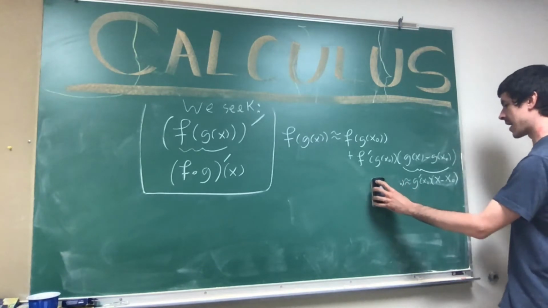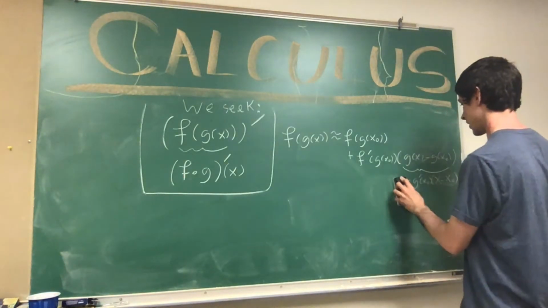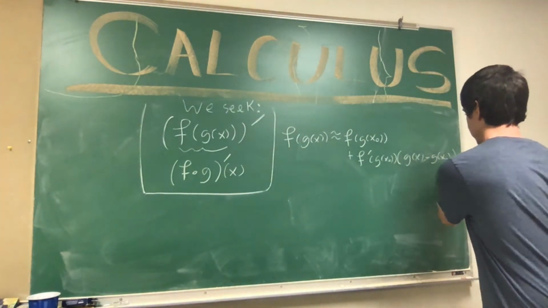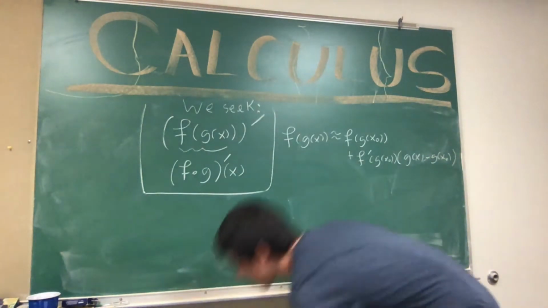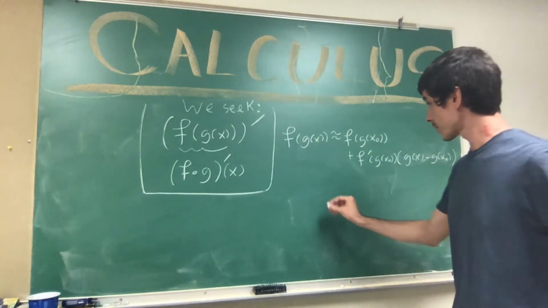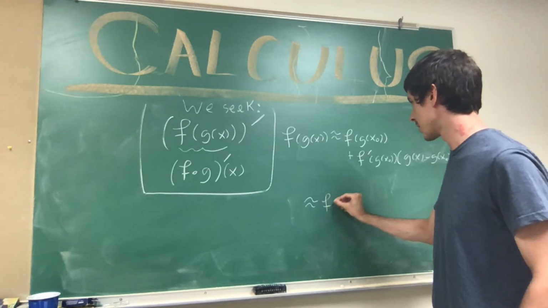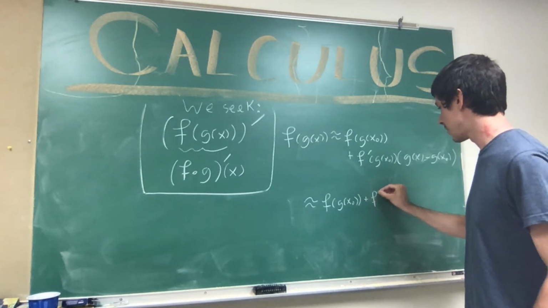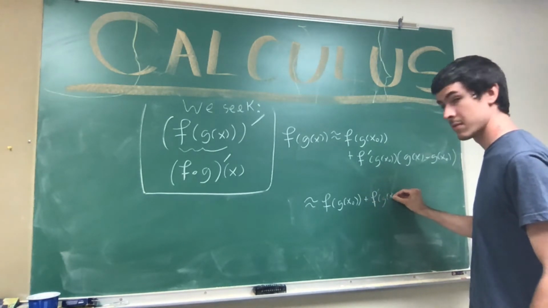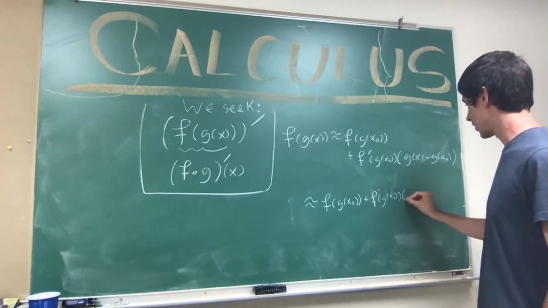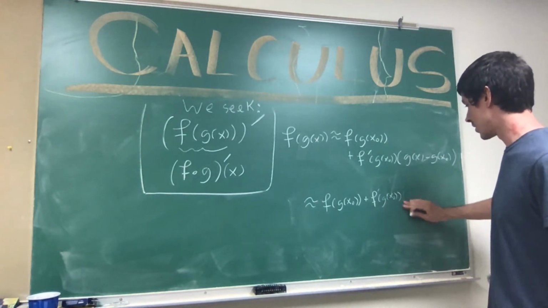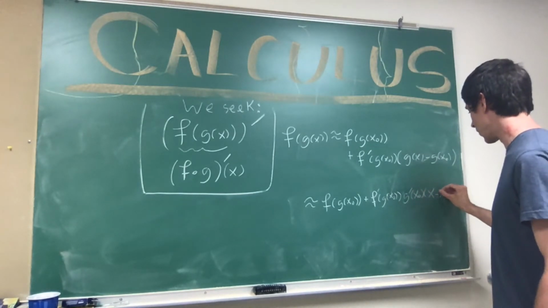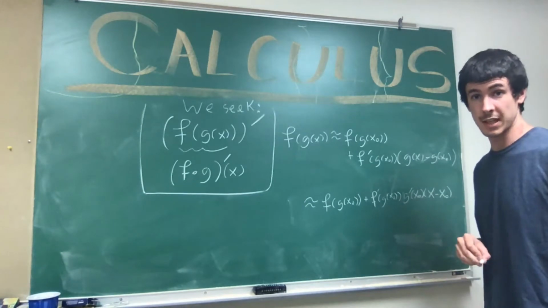So using that approximation, this whole expression can be seen to be approximately equal to f of g of x0 plus f prime of g of x0 times g prime of x0 times x minus x0, where we've done what's called successive approximations.